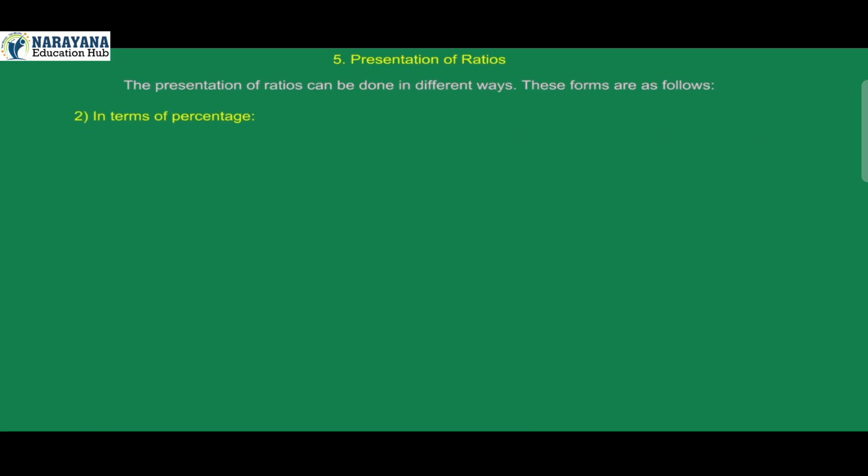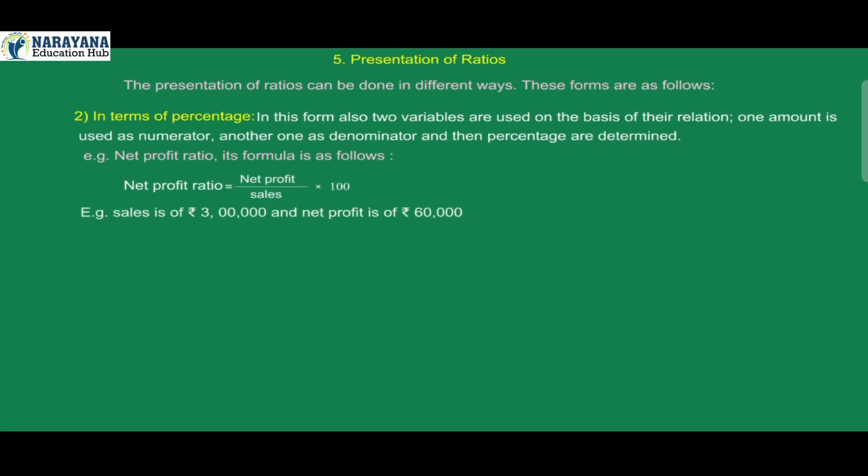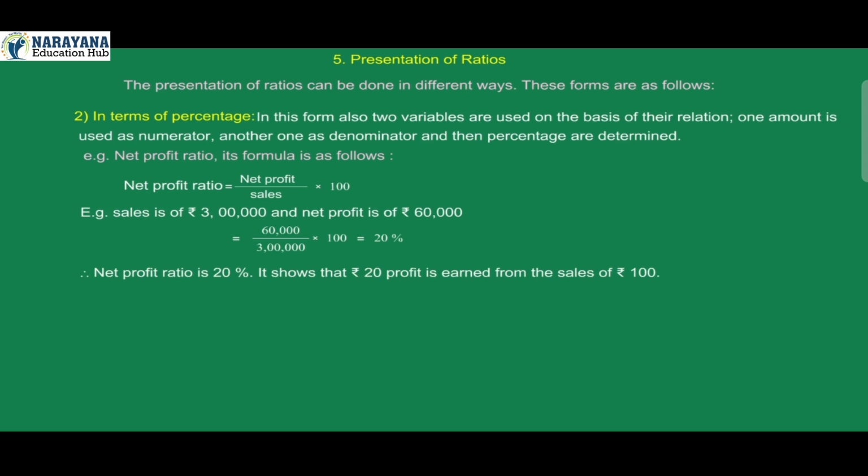2. In terms of percentage. In this form, also two variables are used on the basis of their relation. One amount is used as numerator, another one is denominator, and then percentage is determined. Example, net profit ratio, its formula is as follows. Net profit ratio is equal to net profit divided by sales into 100. Example, sales is of rupees 3 lakh and net profit is of rupees 60,000, so 60,000 divided by 3 lakh into 100 is equal to 20%. Therefore, net profit ratio is 20%.